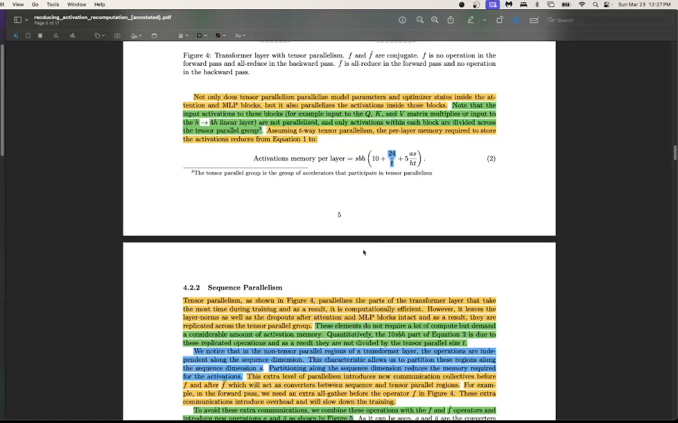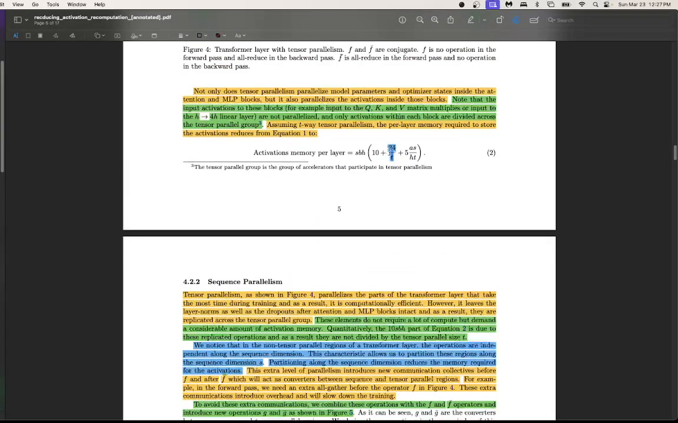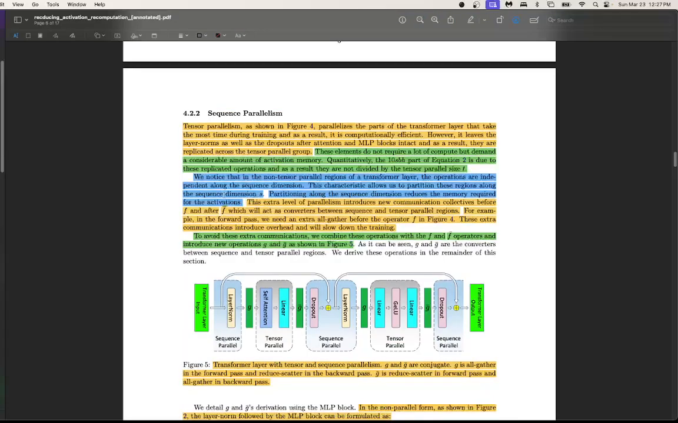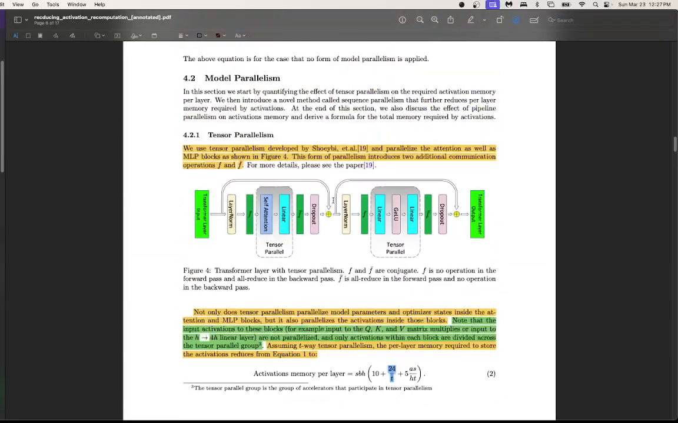So let's keep going. Now we have a concrete understanding of how they arrived at this specific formulation for how much activation memory is required per layer. So now we can finally get to the fun part, which is the new techniques they introduced in this paper. How can we reduce this activation memory even further? Well, what they note is that these regions in this diagram, the dropout, layer norm, etc., are not being partitioned in any way. So we're duplicating that memory across devices.